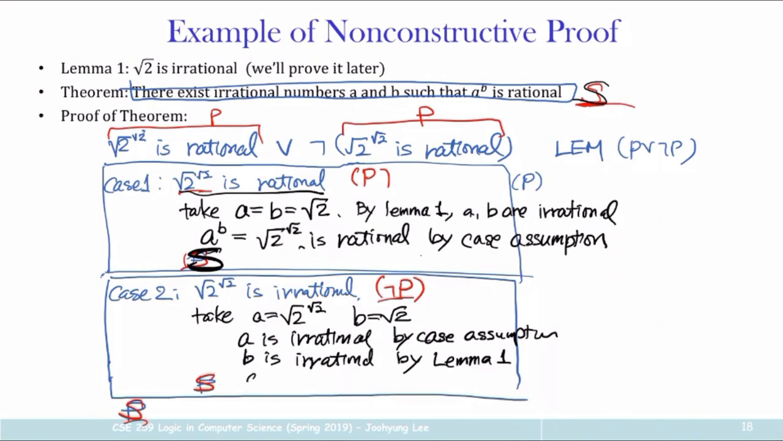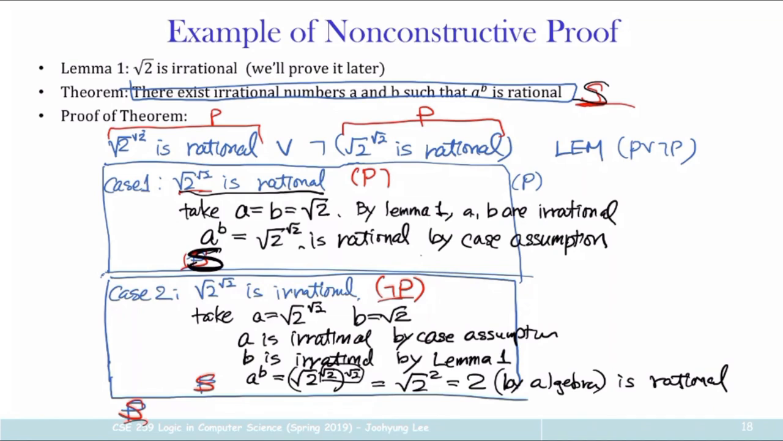What about a to the power b? This becomes square root of 2 to the square root of 2 to the power of square root of 2. And the algebra tells us that this can be multiplied, and this is actually 2. And this is rational. 2 is a rational number because 2 can be written as 2 over 1. So this S is again true because we found 2 numbers a and b such that both of them are irrational, but a to the power b is a rational number.